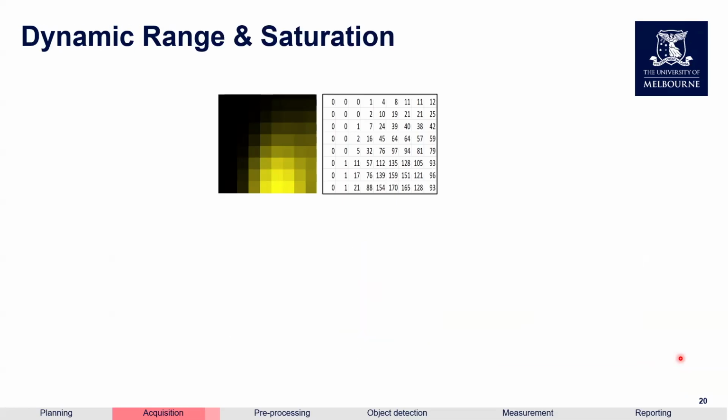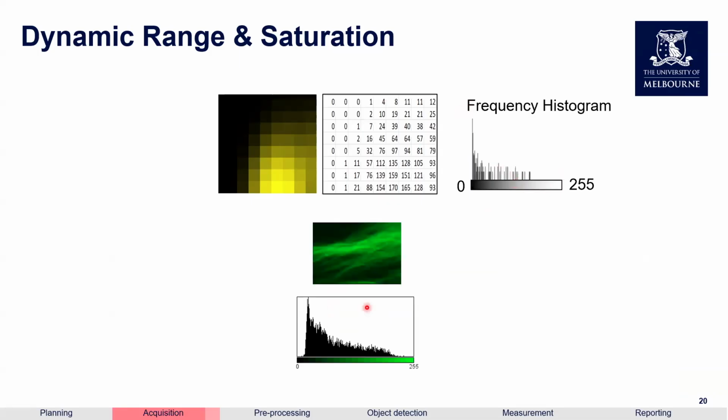And the last two considerations are the dynamic range and saturation. So the intensity distribution of a digital image is often presented as a frequency histogram like this. And this histogram is very useful for overviewing the intensity distribution of the image. So here, this is the histogram of this green image. And you can read the histogram as there is a large portion of background here, while the mid-intensity and bright parts are relatively well spread out.